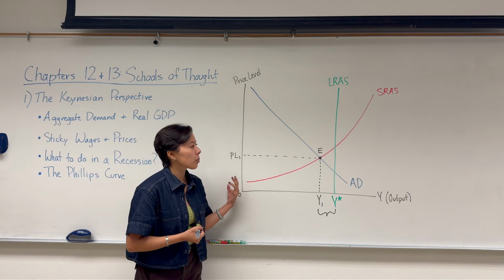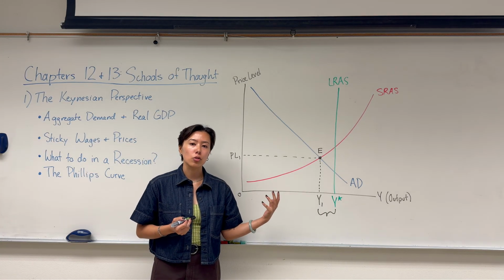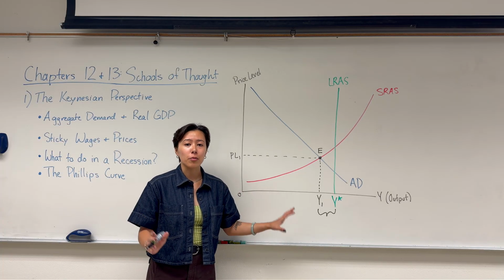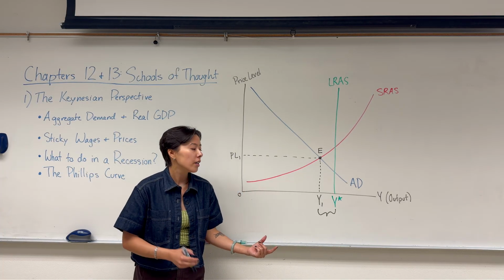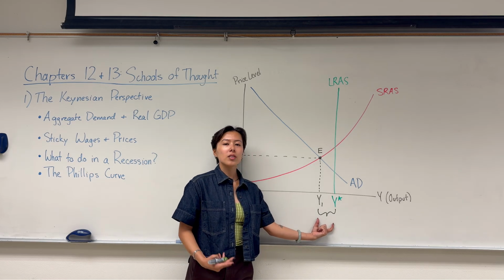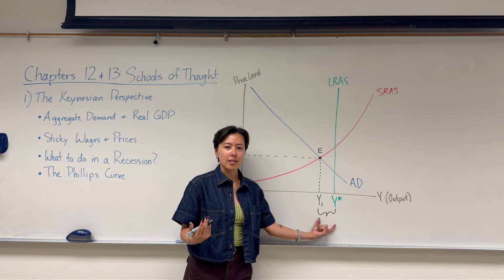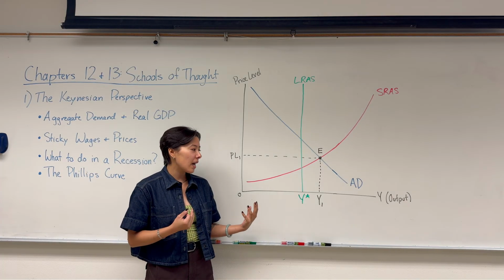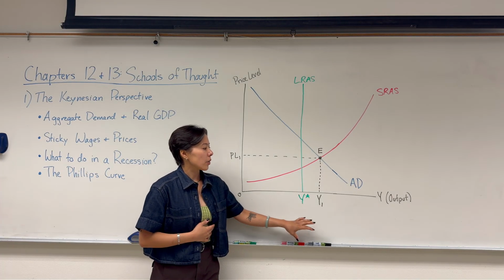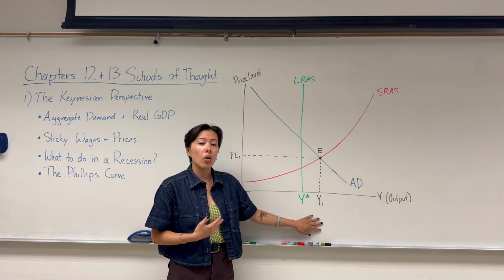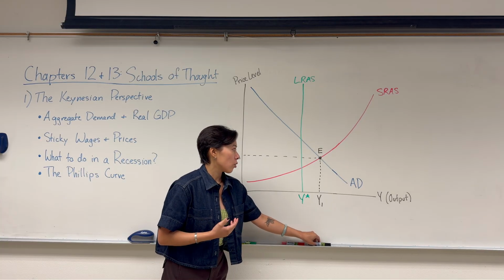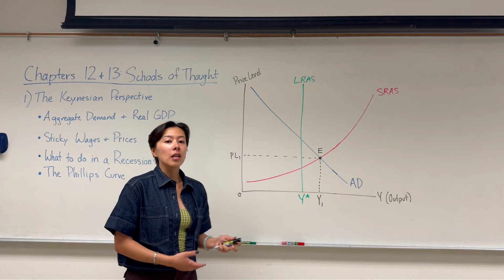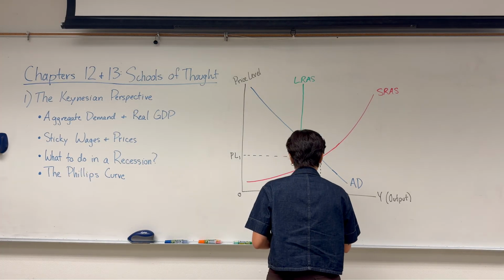My economy is producing below its potential GDP. We still have the same number of workers, the same amount of resources, the same technology, but for some reason, we're just not producing at our full capacity. On the other hand, my economy could also be operating at a point like this. So here, my economy is in what we call an inflationary gap. My short-run equilibrium now puts my actual level of output above my potential level of output.